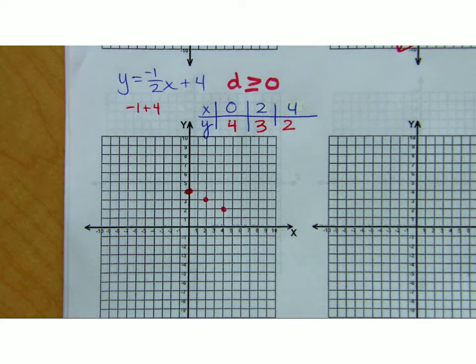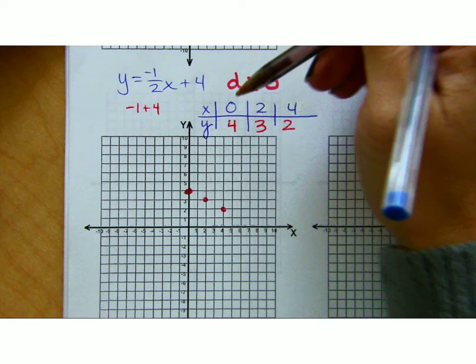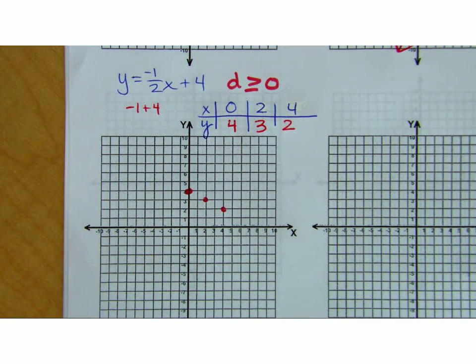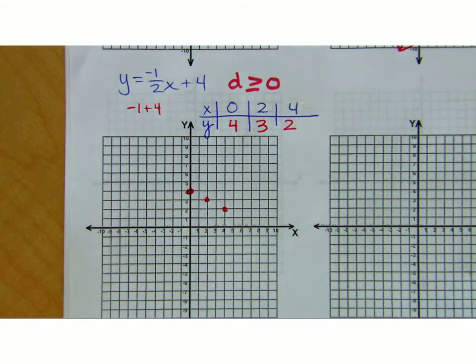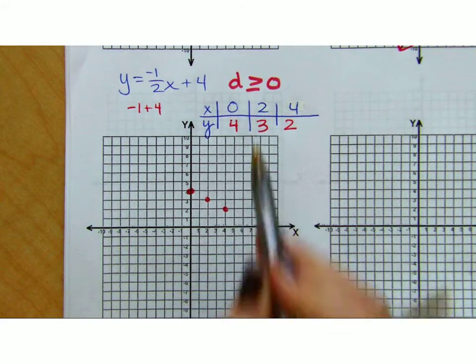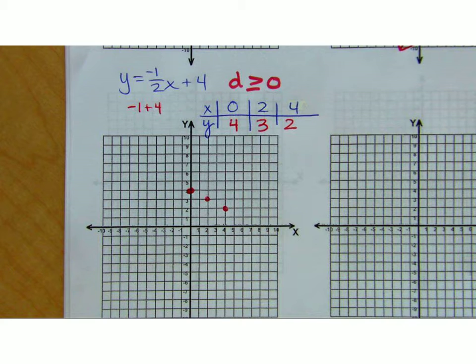If they told me your domain can only be 0, 2, and 4, I'm done. If they told me no restriction, do whatever you want, I would take a ruler and I would connect them. But you're already thinking, they're telling me that all of my x values can be anything I want as long as they're greater than or equal to 0. What do? This is the moment of truth. Go ahead, Ben. It's going to be, actually, I love the fact that he said a line segment. It's going to be a ray.